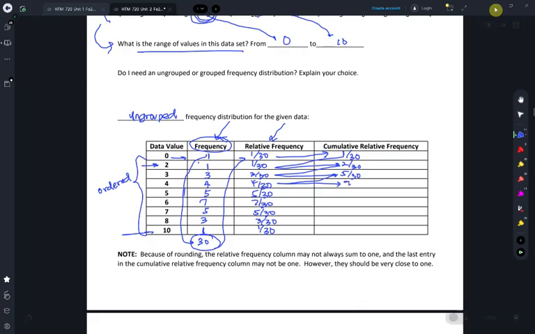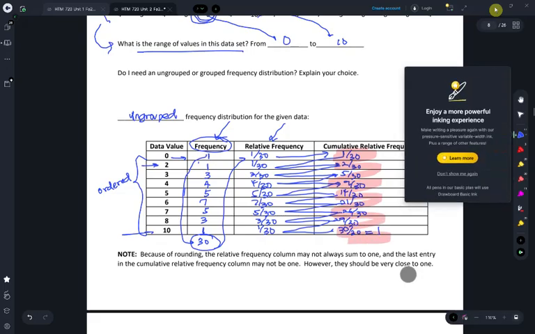5 plus 4, we have 9 over 30. 9 plus 5, 14 over 30. 14 plus 7, 21 over 30. 21 plus 5, 26 over 30. 26 plus 3, 29 over 30. And lastly, 29 over 30 plus 1, that gives us 30 over 30, which is equal to 1. Of what use is this column of cumulative relative frequency? Let us consider that quickly.